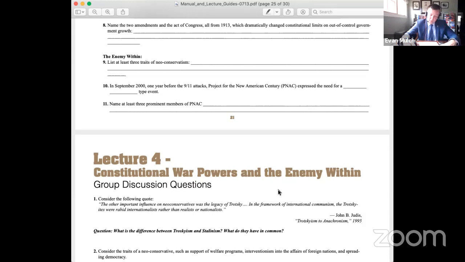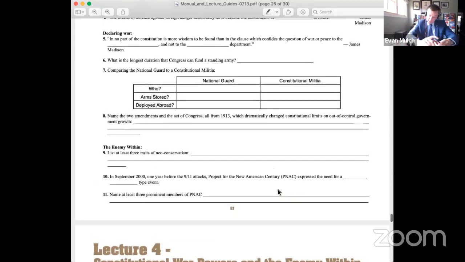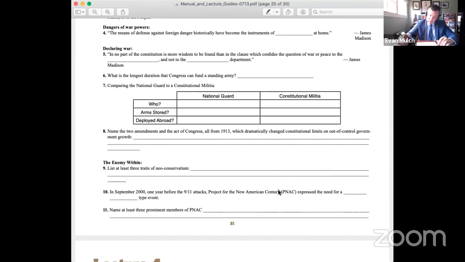Okay, the other important influence on neoconservatives was the legacy of Trotsky. In the framework of international communism, the Trotskyites were rabid internationalists rather than realists or nationalists. And this is said by John Judis in 1995. This is not a question here, but what is the difference between Trotskyism and Stalinism, and what do they have in common? And this is important because this is the difference between the neocons, the George W. Bush neocons, and the Stalinist Marxists.